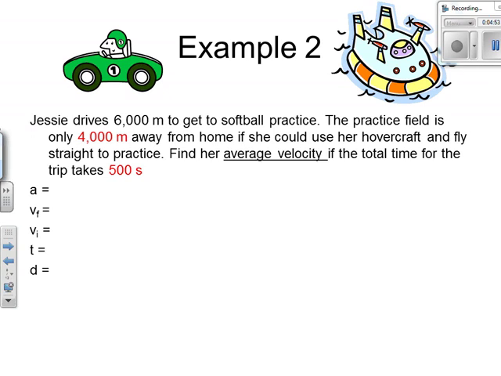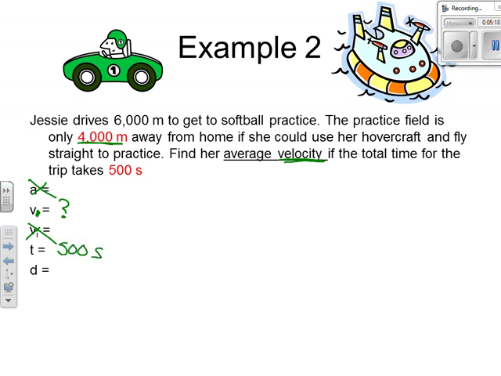All right, here we have the same question, but it looks like we're using the 4,000 this time. Again, we've got Jessie driving 6,000 total meters to get to softball practice, but the practice field is only 4,000 meters away if she could use her hovercraft. So now we're going to let her use a hovercraft. She's going to fly to practice. We're looking for her average velocity. Again, the trip takes 500 seconds.